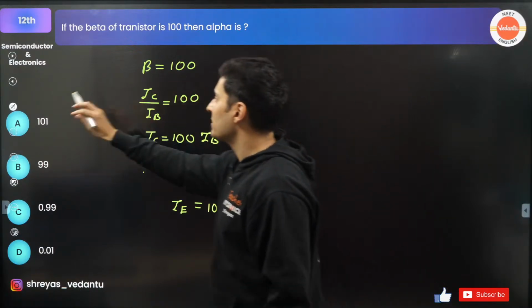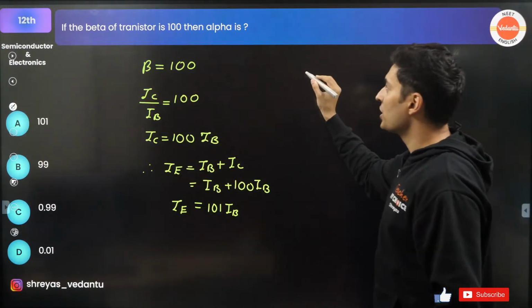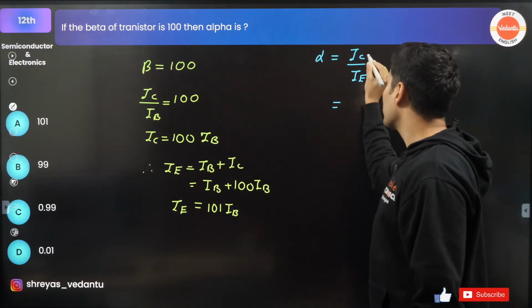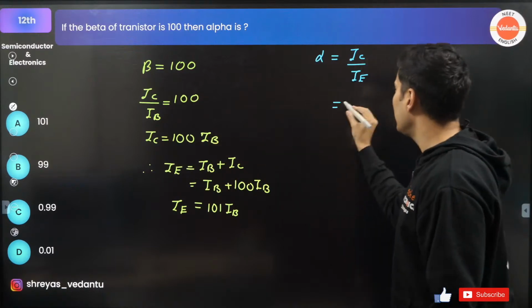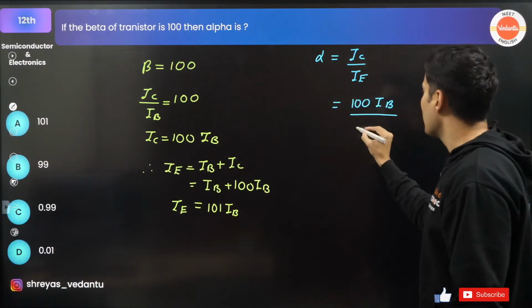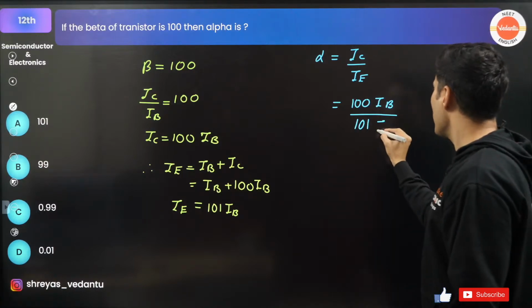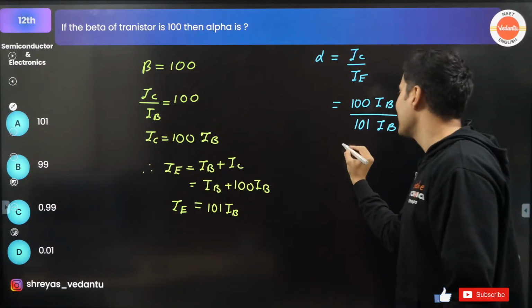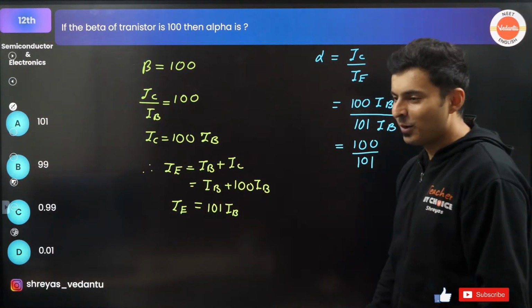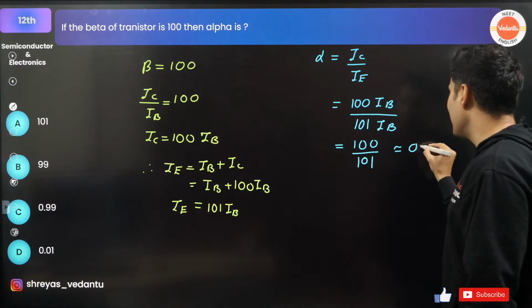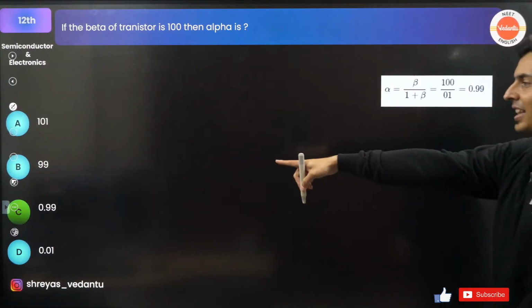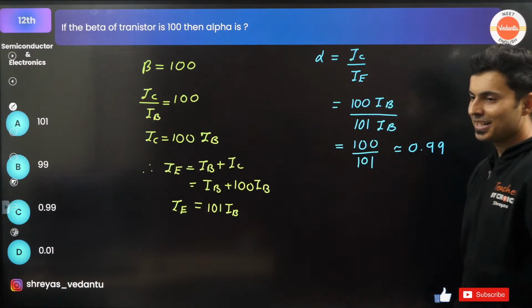Okay. Now what has been asked? The question is find alpha, right? Alpha is collector by emitter. What is collector? 100 times IB. What is emitter? Emitter is 101 times IB, correct? So IB cancels, so it will become 100 by 101. What will this be? Approximately 0.99. Excellent. That is the answer. You can see that. 0.99.